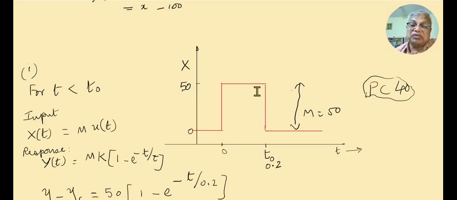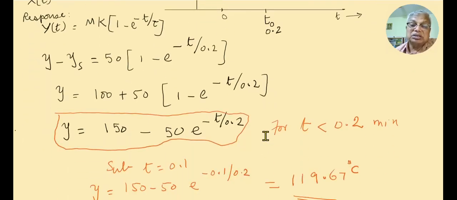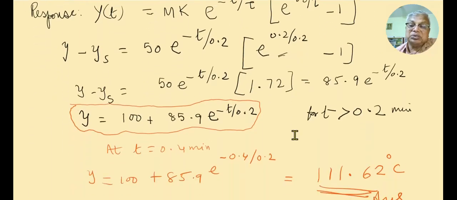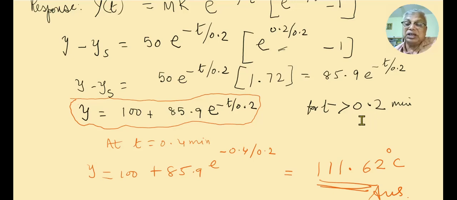Now on the same graph, you have to calculate y and then plot. So how do you calculate y? For it, select some values of t from 0 to 0.2 minutes. For those values of t less than 0.2 minutes, you calculate y by this equation. Then select some values of t greater than 0.2, and for those values you calculate y by this equation.